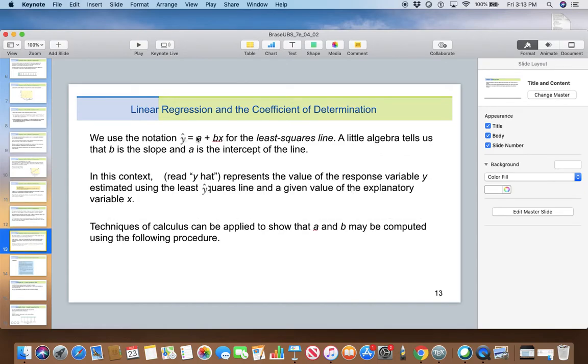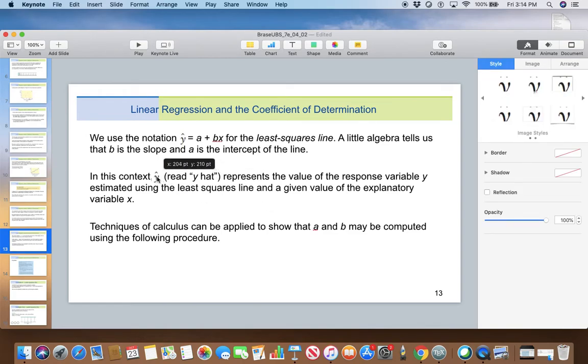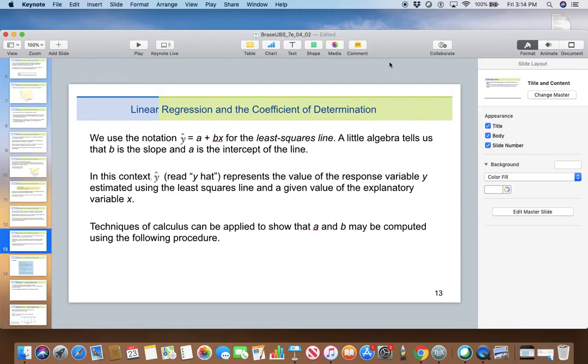Now, here is a notation: y hat. That small thing is called hat, H-A-T. So, y hat is a plus bx. For the least squares line, a little algebra tells us that b is the slope and a is the y-intercept of the line. Y hat represents the value of the response variable y estimated using the least squares line and a given value of the explanatory variable. Okay, so this y hat belongs here.